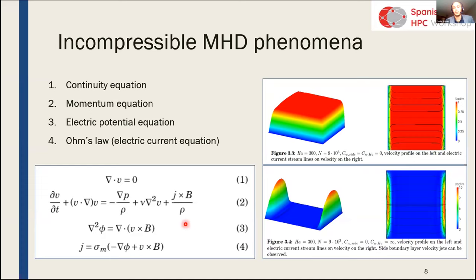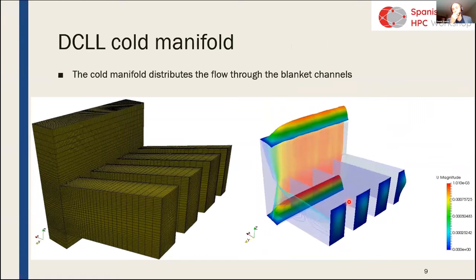And here in the right part of the slide, we represent the different flow velocity profiles that we can encounter in liquid metal MHD. We have these jets appearing for high conductivity walls, or you have this sort of flat profile in the case of insulating walls. The back manifold distributes the flow through these poloidal channels.